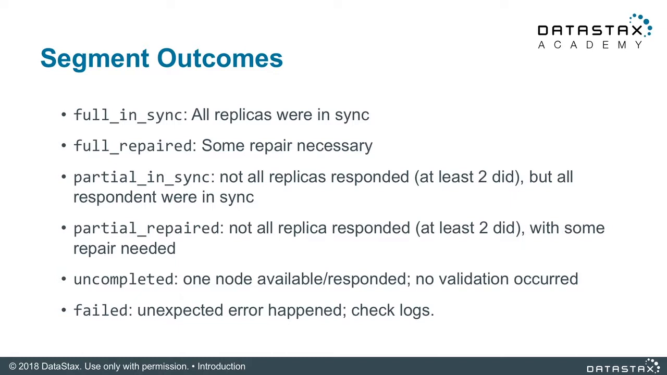Partial in sync means that some replicas responded and those that responded were already in sync. Partial repaired means some replicas responded and some repair was necessary. Uncompleted means only one replica was available, so no syncing was possible. Failed means the sync simply failed, and you can find more information inside of the logs.